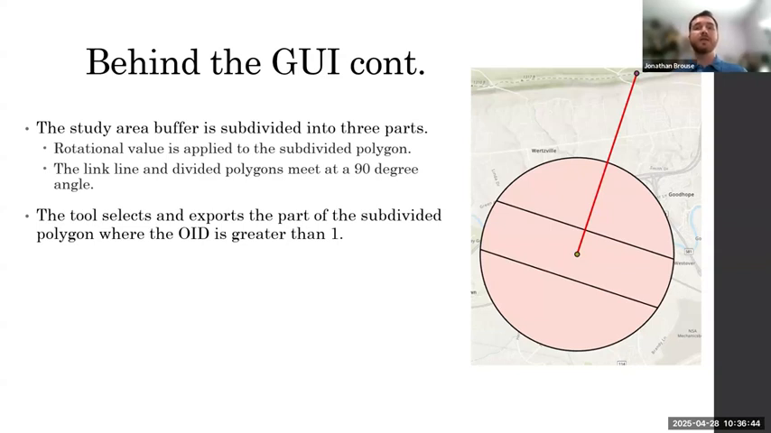The tool selects and exports to a new feature the part of the subdivided polygon where the object ID is greater than 1. This creates 2 separate features representing the subdivided polygon. That object ID greater than 1 selection is then deleted from the original polygon. This process leaves the portion of the original subdivided polygon that is closest to the observer location.